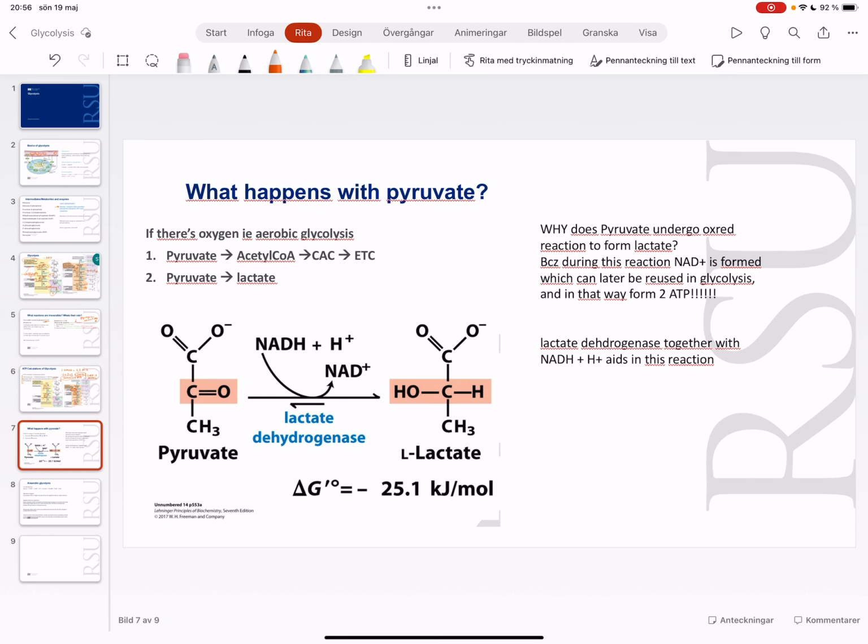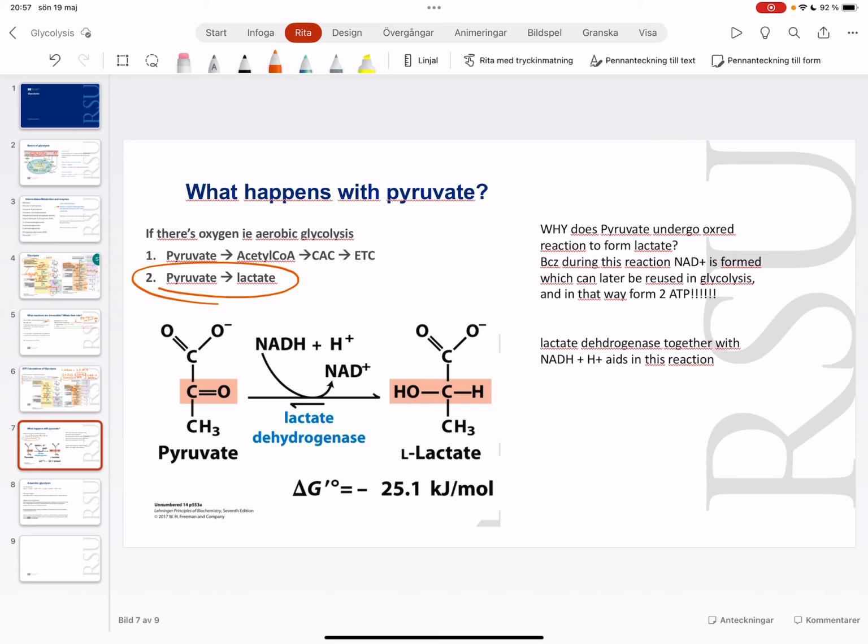Next slide. So, when we have produced pyruvate, what will happen to it? Okay, there's a couple of things. If there is oxygen, i.e. it's aerobic glycolysis, meaning it will go into the electron transport chain, then pyruvate will turn into acetyl coenzyme A and then go through the citric acid cycle and then electron transport chain. But if this happens anaerobically, meaning there is no oxygen, then pyruvate will turn into lactate.